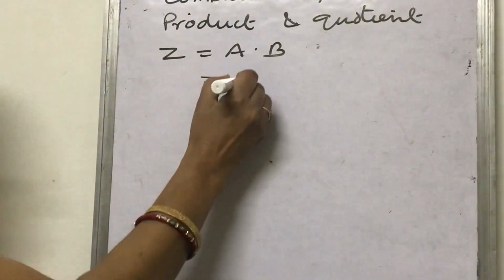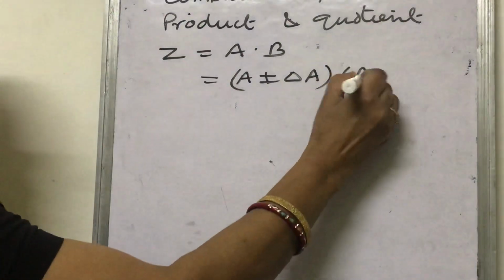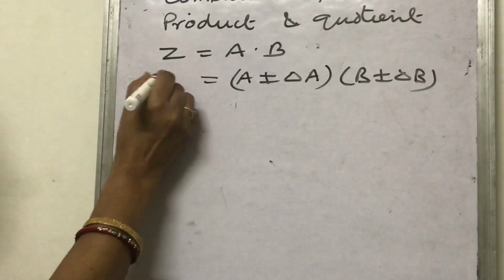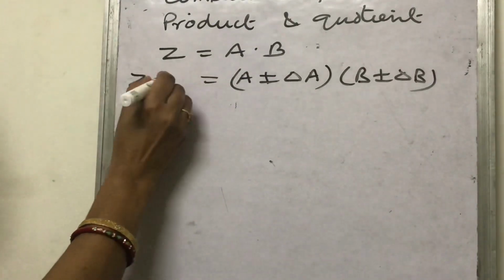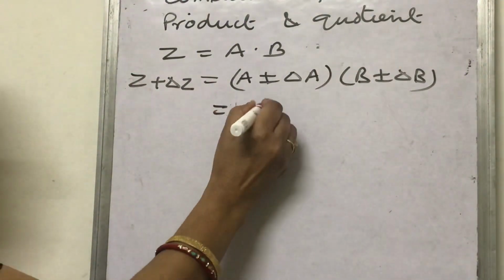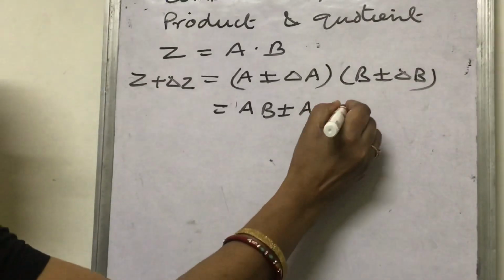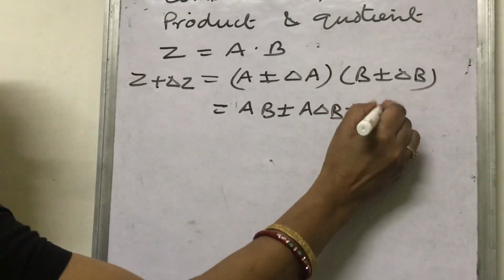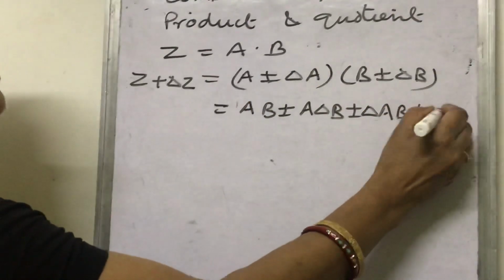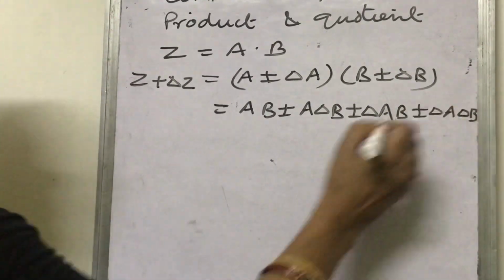Again the measured quantity is A plus minus delta A into B plus minus delta B. What will you write here? This is Z plus minus delta Z. Now open the bracket, this will be A into B plus minus A into delta B plus minus delta A into B. You should know how to open the bracket, and this is plus minus delta A into plus minus delta B you have written.